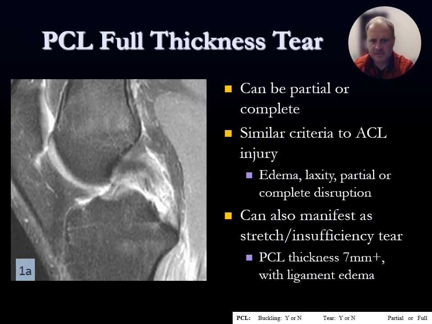Here's an example of a PCL full thickness tear. This is a ligament that we're just not seeing very well. It looks like there's some torn irregular fibers more proximally, and distally the PCL is not seen at all. So this would be a good look for a PCL full thickness tear.